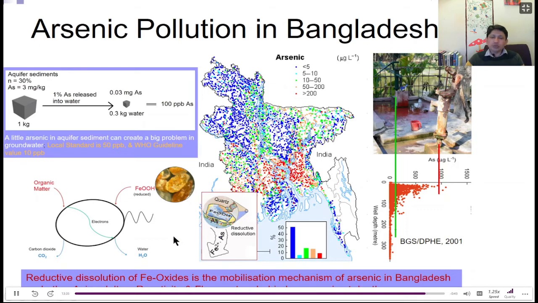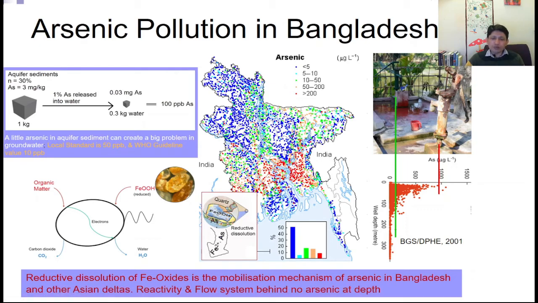So these are the two case studies we briefly looked at. You can see they are both groundwater pollution problems, and we can easily explain them with microbial mediated redox processes.